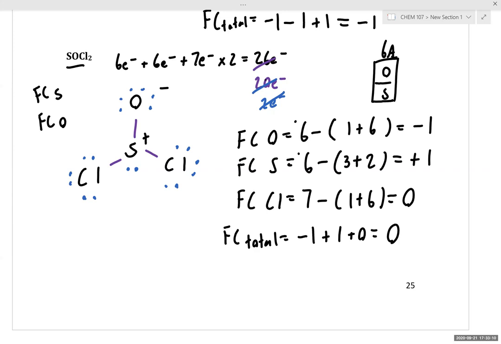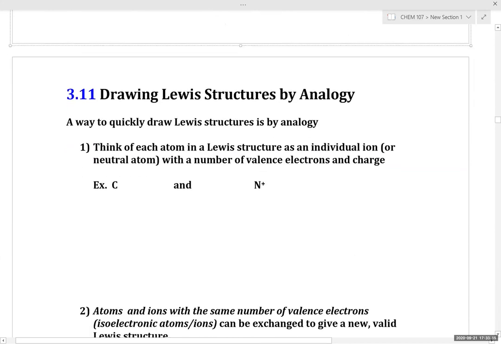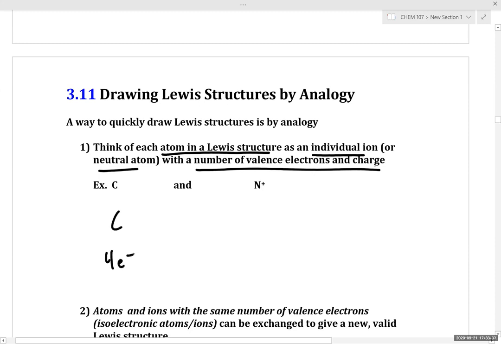If not, let's keep working on some examples. There's a trick to drawing Lewis structures if you're good at counting the number of valence electrons. If you think of each atom in a Lewis structure as an individual ion or atom with a number of valence electrons and charge, for example, carbon we know has 4 electrons. Nitrogen we know has 5 electrons, but nitrogen plus would have 5 electrons minus 1, which would be 4 electrons.